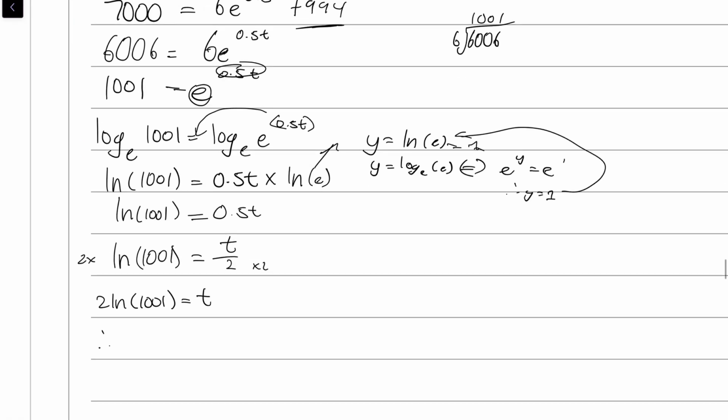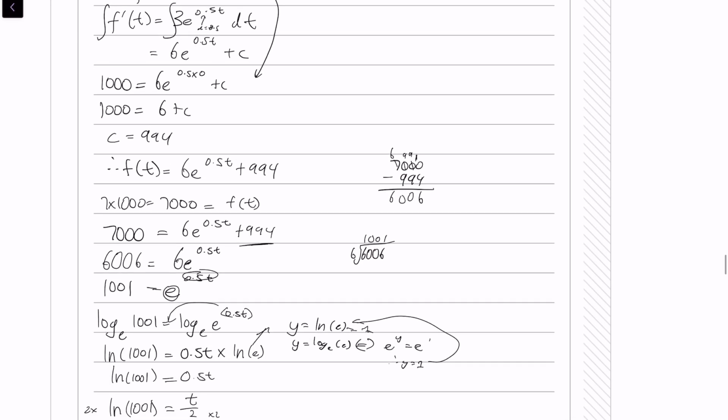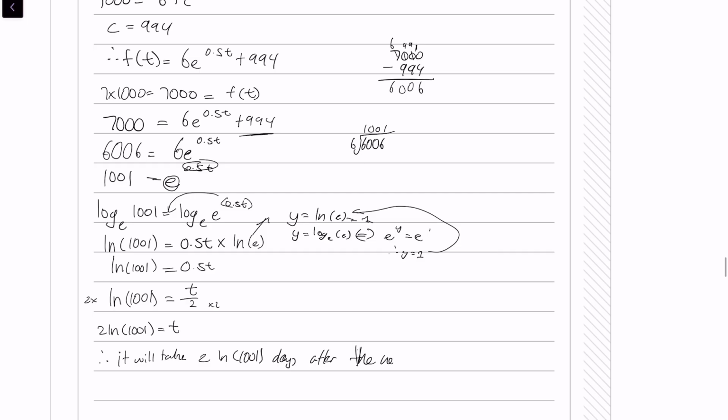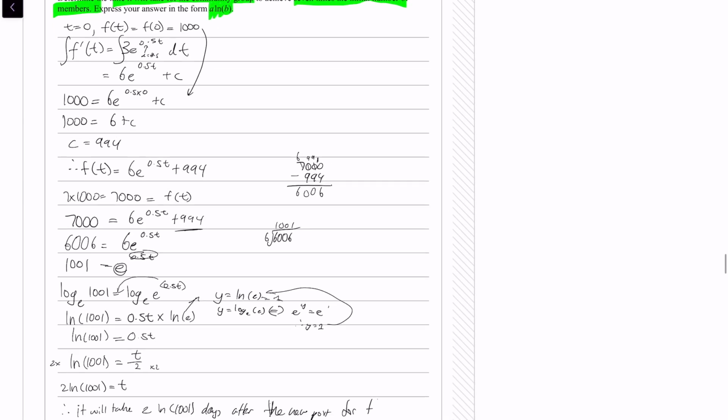So I'd say therefore it will take 2 ln 1001 days after the new post for the community group to achieve 7 times the initial number of members. Okay, so that's really a full, complete answer there.